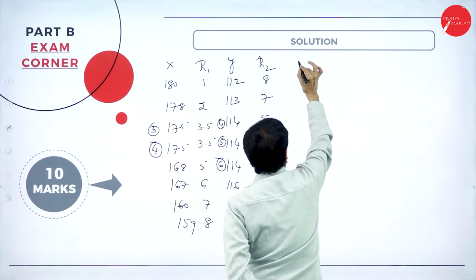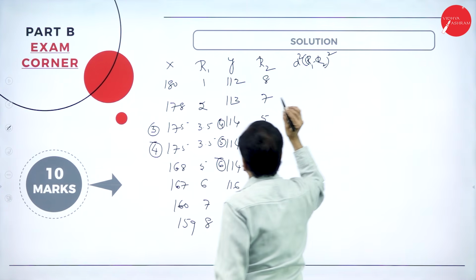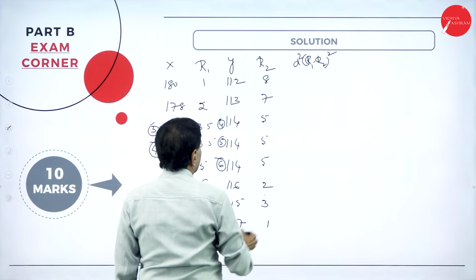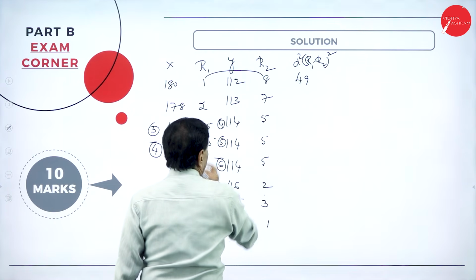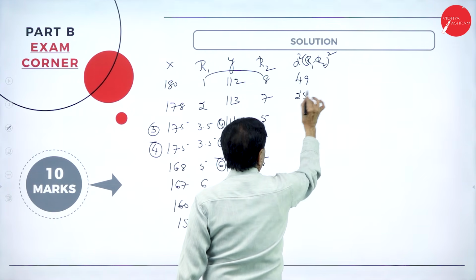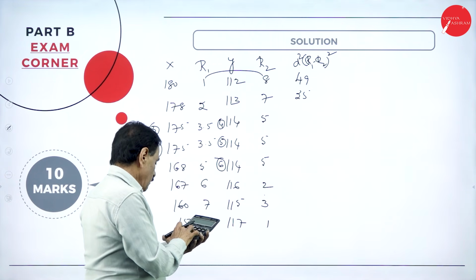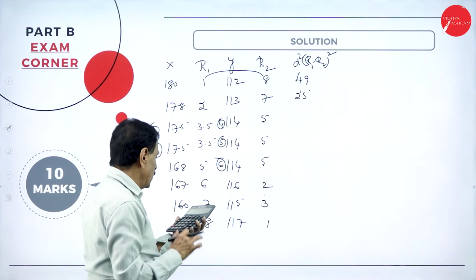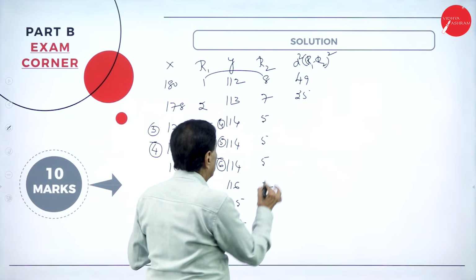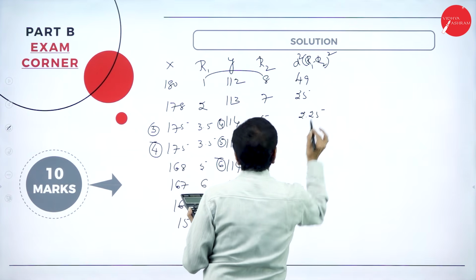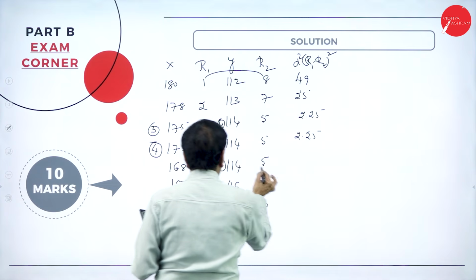Next step, d square. R1: 1 minus 8 is 7, this and this, 49. 2 minus 7 is 5, 5 squared is 25. 3.5: 5 minus 3.5 is 1.5, 1.5 into 1.5 is 2.25. Same, 2.25. This is 0.